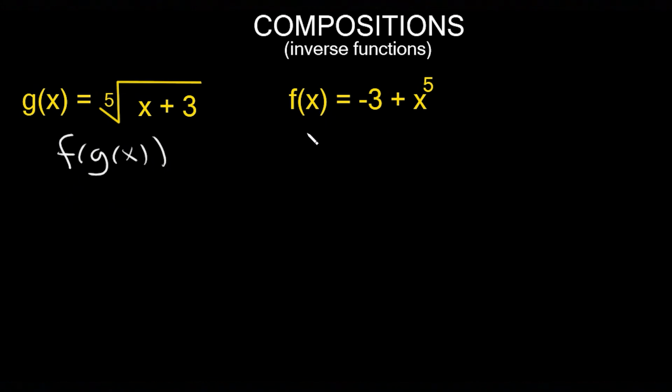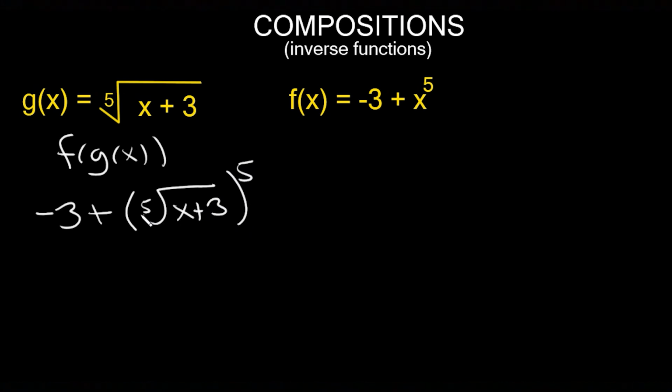So my f of x is -3 plus x to the 5th power. So I'm going to write -3 plus, and then in parentheses, I'm going to plug in my g of x because I have an x here. So in parentheses, I have the 5th root of x plus 3, okay? And then closing it all to the 5th power.